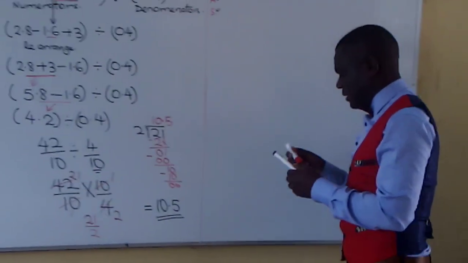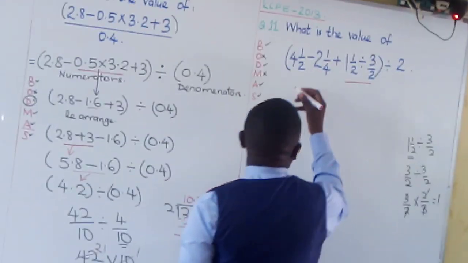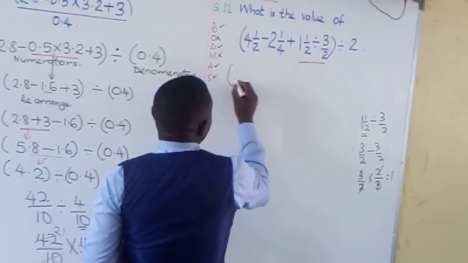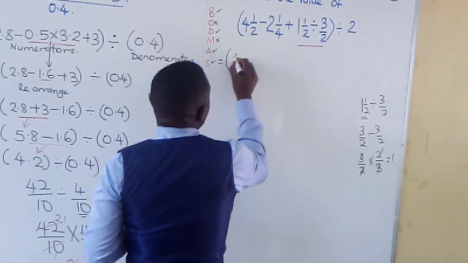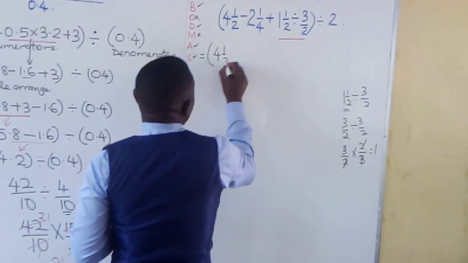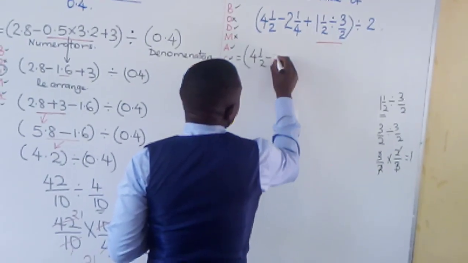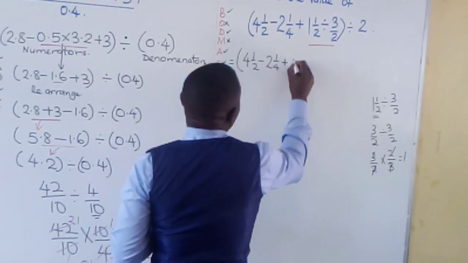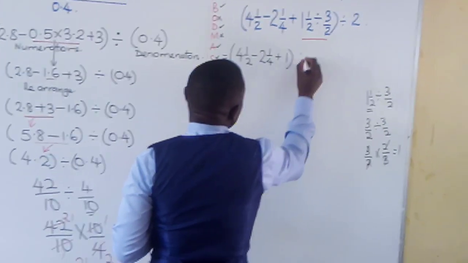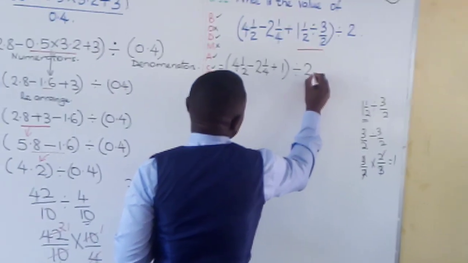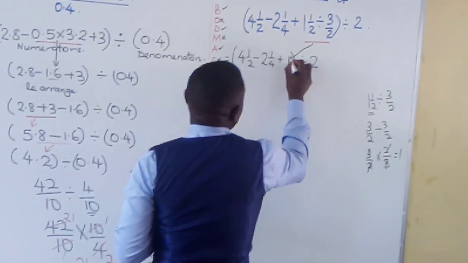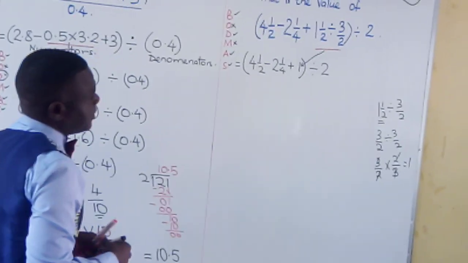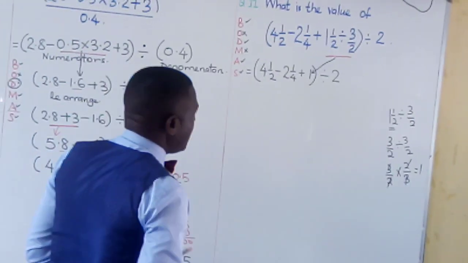So we rewrite. You're going to rewrite all this. Brackets, 4.5 minus 2.25 plus 1. Now we have 1. Then close the bracket, divided by 2. Remember that 1. The result of that operation is 1. Remember that. Now let's go on.